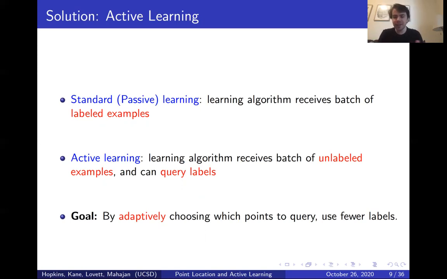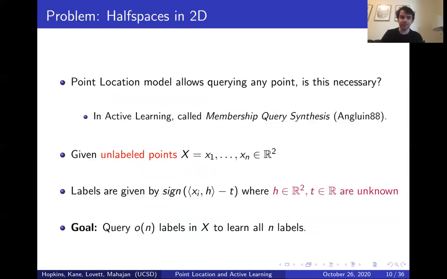Active learning is a little more tailored to today's scenario with big unlabeled data, where the algorithm will actually receive a huge batch of unlabeled data and an oracle, like a human, that it can query, that it can send data points to ask for the label. And the idea here is that by cleverly and adaptively picking data to send to the oracle, you'd hope that you can get all the labels you need for your algorithm using many fewer labeled samples.